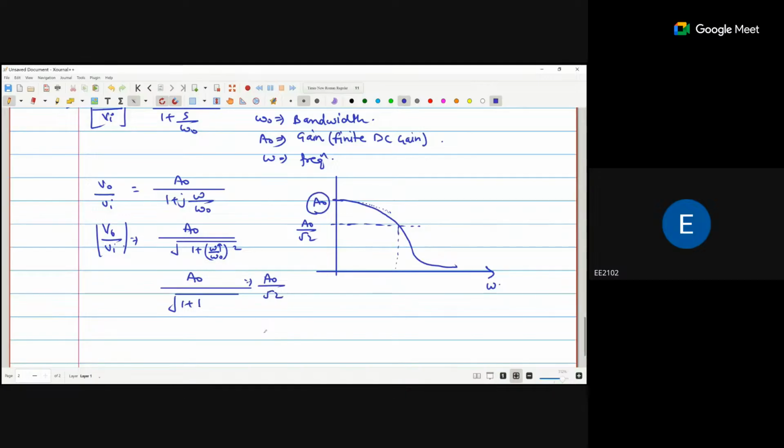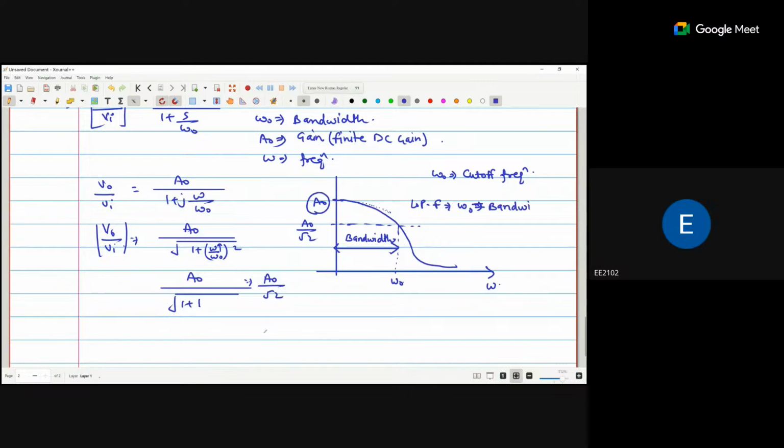So that particular frequency is called omega naught. Okay. What is bandwidth? From this particular range to this one is called the bandwidth. Or you can say omega naught is the cutoff frequency. Okay. And for the low pass filter, this omega naught is also equal to the bandwidth.